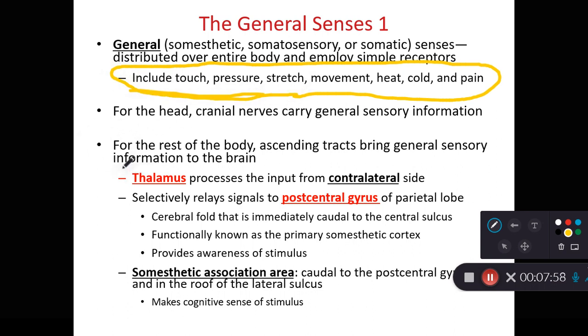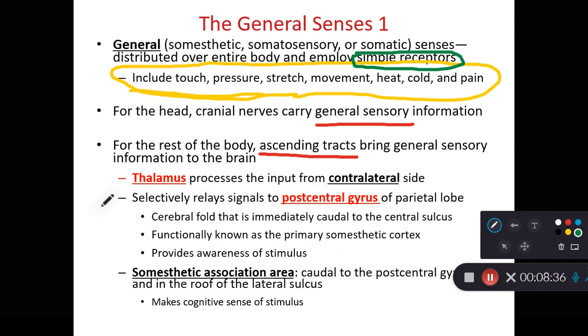So as we look at these general senses, they are going to be all over the body and have relatively simple receptors. Another key thing that we need to emphasize here is that the receptors for general senses are simple. Now, as we're looking at the head, the cranial nerves that leave our head are going to carry general sensory information. And to the rest of the body, instead of cranial nerves, we're going to have a bunch of spinal nerves primarily carrying lots of this information. The spinal nerves will enter the spinal cord, and then we'll have ascending tracts within the spinal cord.